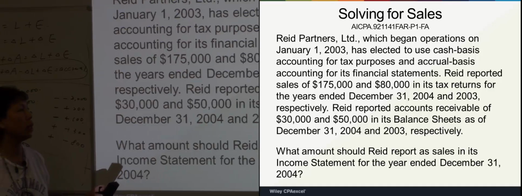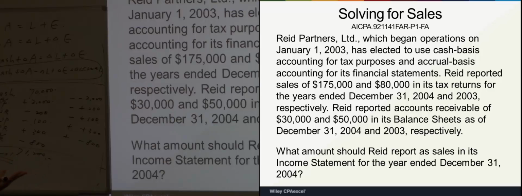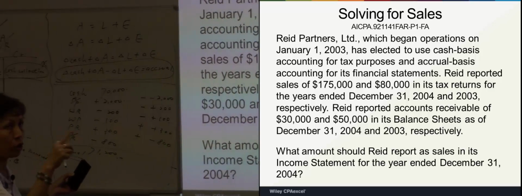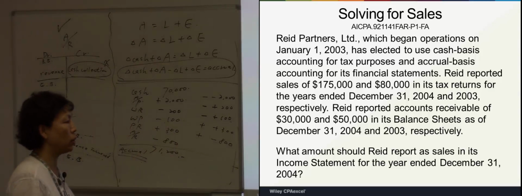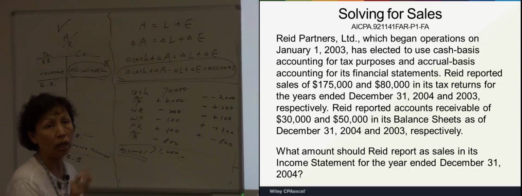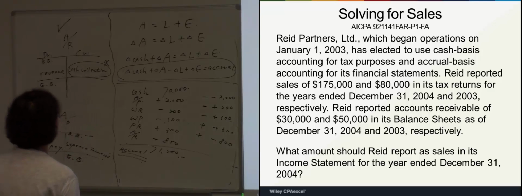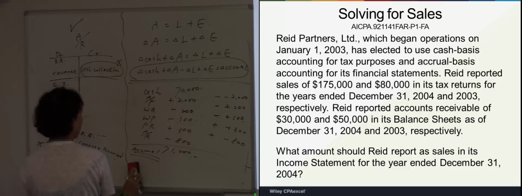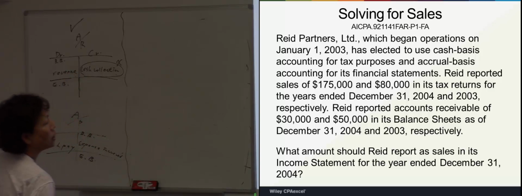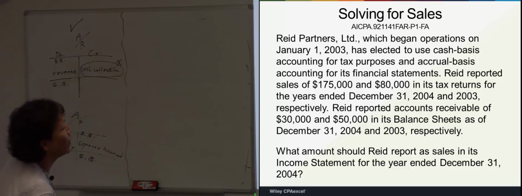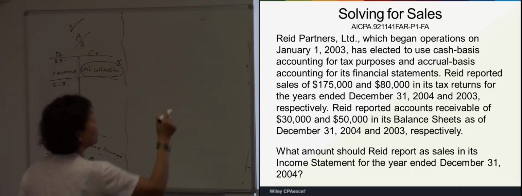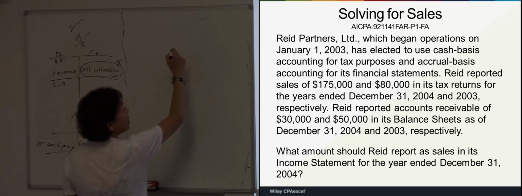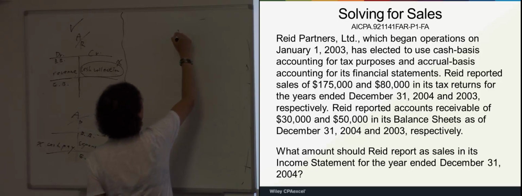So you are given information about accounts receivable, which is an accrued asset. You are also given the cash sales, and then you are required to compute accrual sales. So how to do this? Can I erase this? Where should we start? Let's start with accounts receivable.